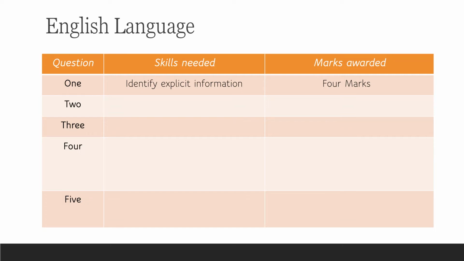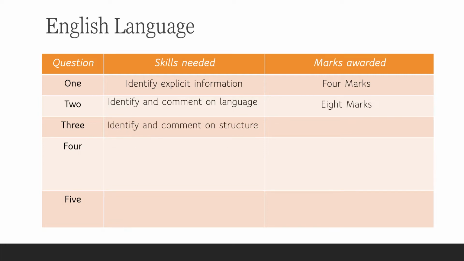For question 2, the skills that you need is to be able to identify and comment on language techniques. And the marks that are awarded for this one is 8 marks. Question 3 is going to be quite different to the language techniques. Instead of commenting on language, we're going to identify and comment on structure or structural techniques. And again, that's going to be worth the same as the last question, which is 8 marks.